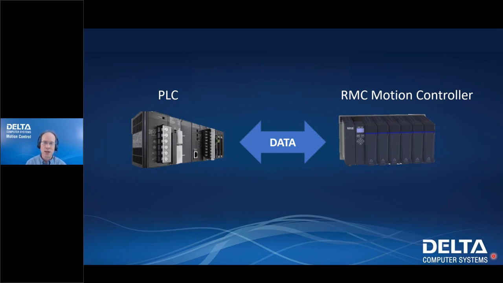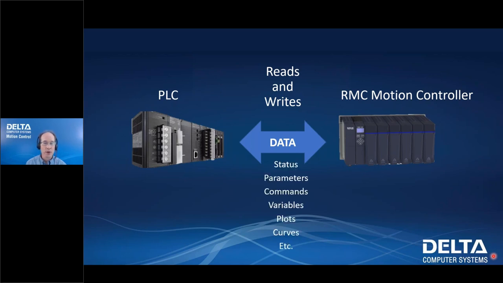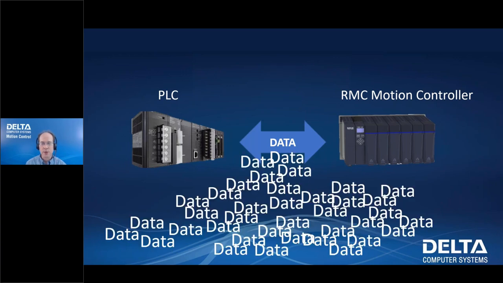We're going to talk about communication between a PLC and an RMC motion controller, and that has to do with communicating back and forth with data. It's pretty simple. It's just reads and writes. That's all it comes down to. We can read and write all kinds of things. We can read status from the RMC, write parameters, send commands, read and write variables, read plot data, send curves, and so on. All of that amounts to a whole lot of data, especially the plot data. You can get lots and lots of data from the RMC.